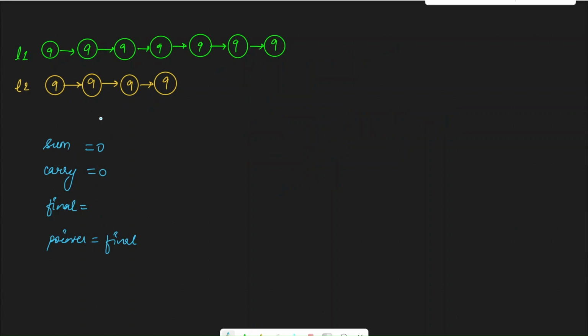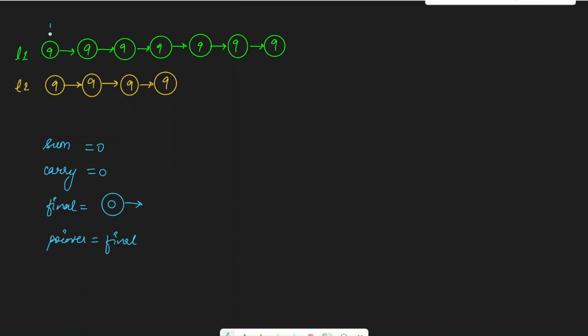So now I have taken these 2 linked lists. This is example number 3, already given in the description of the LeetCode problem. Here we have a 7 element linked list and here we have a 4 element linked list. So the number of elements is different. I'm initializing the sum as 0, carryover as 0. Our final would be equal to, I'll initialize this linked list with value 0, and our pointer will first point to the head position of this.